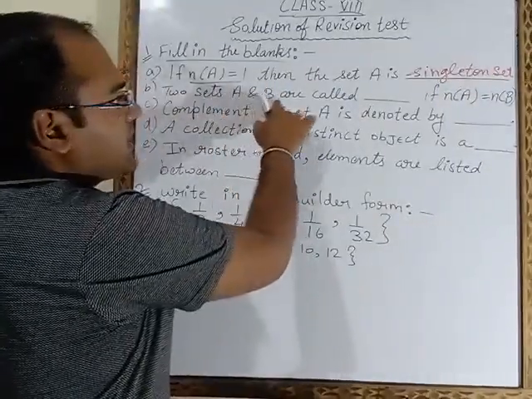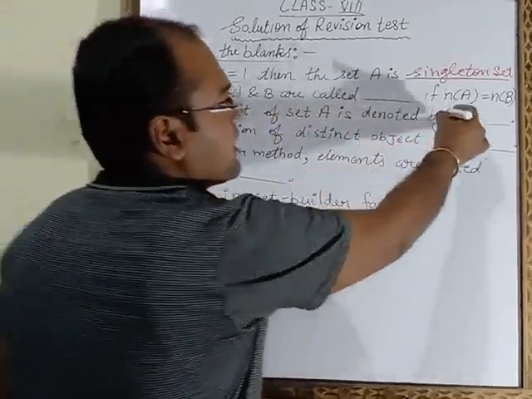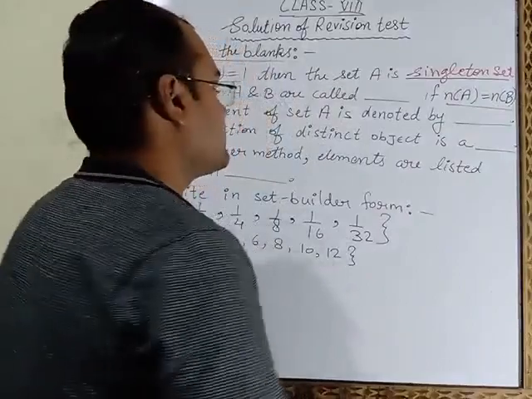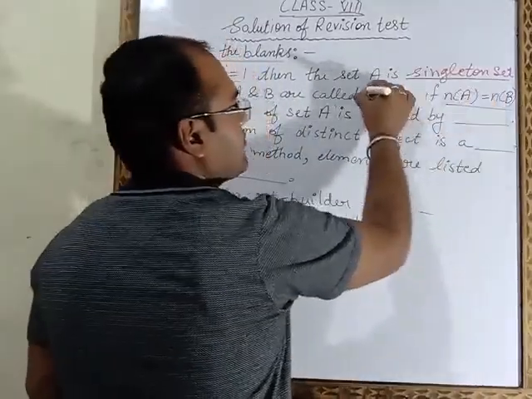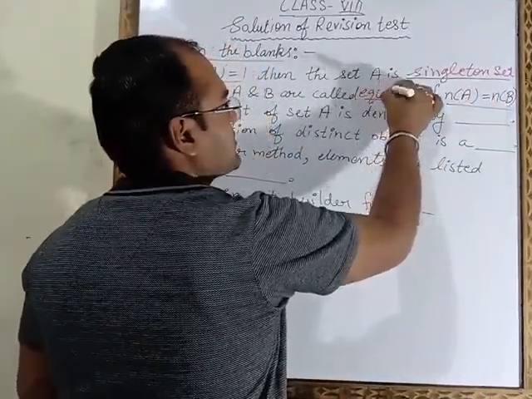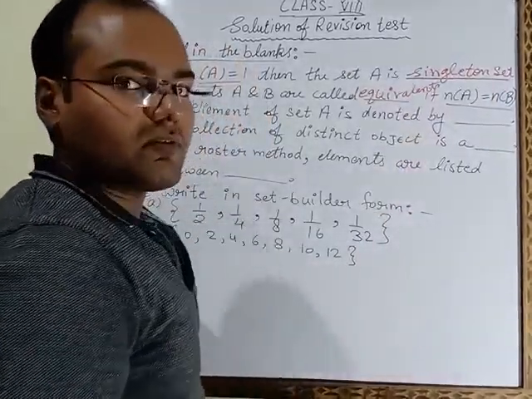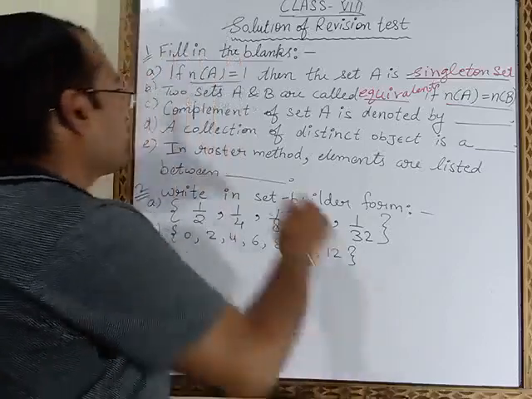Two sets A and B are called dash if the cardinal number of A is equal to the cardinal number of B. So if the cardinal number of two sets is equal, then we will call those sets equivalent sets. What do we call them? We will call them equivalent sets.